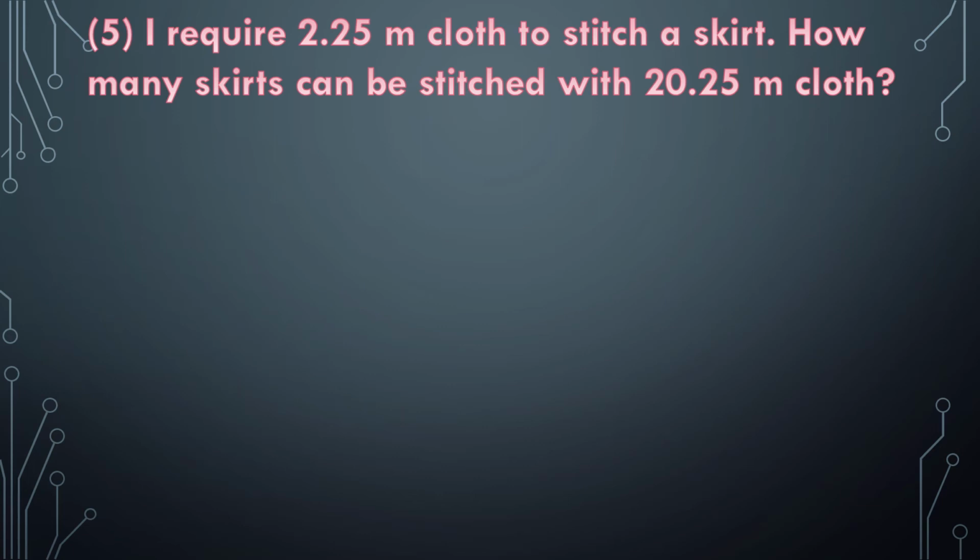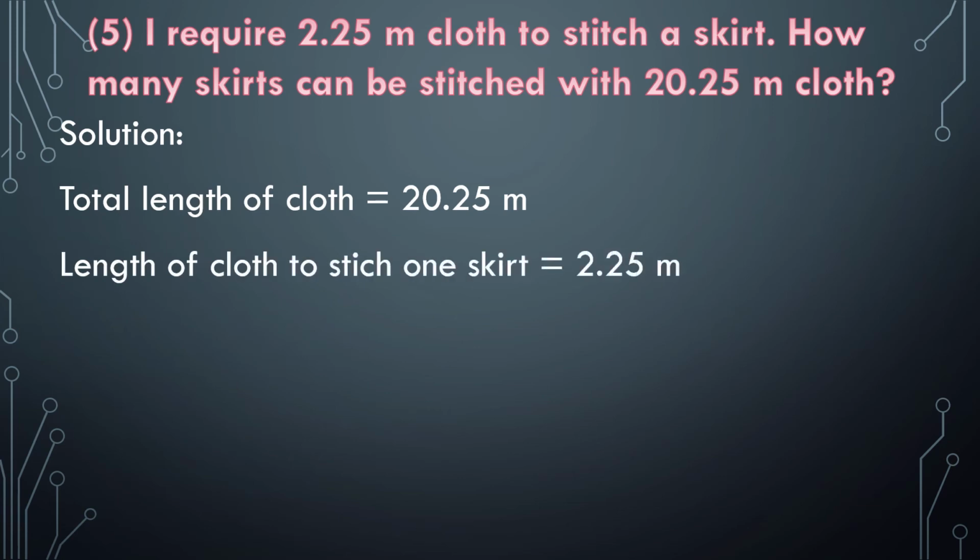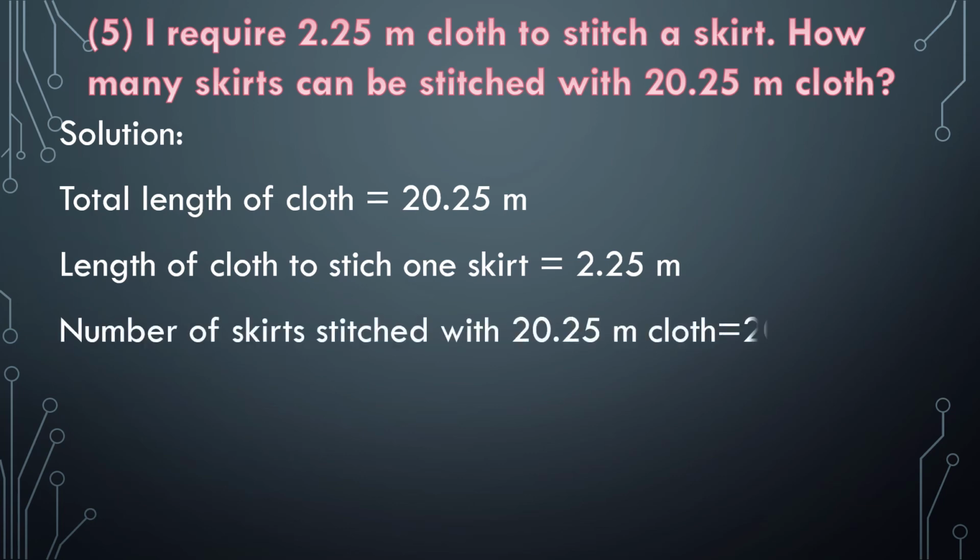Now tell me what we have to do in this question. Yes, division. So write down the solution. The first statement is total length of cloth is equal to 20.25 meter. And the second statement is length of cloth to stitch one skirt is equal to 2.25 meter. And the third statement is number of skirts stitched with 20.25 meter cloth is equal to 20.25 divided by 2.25.